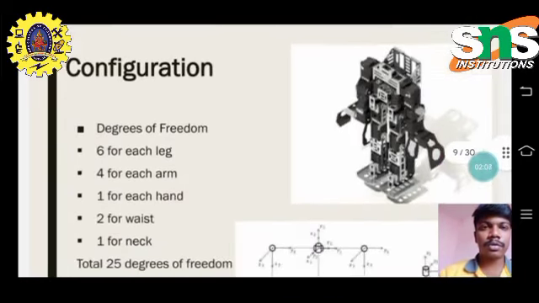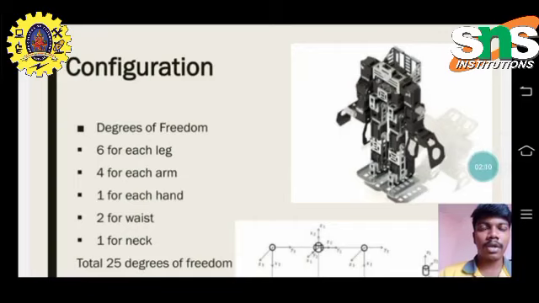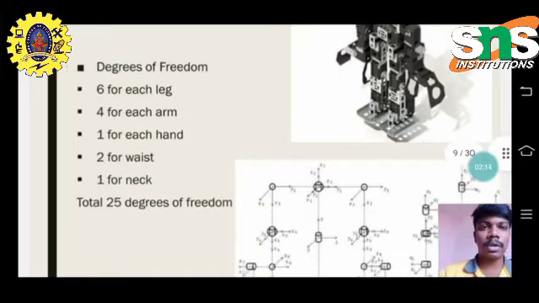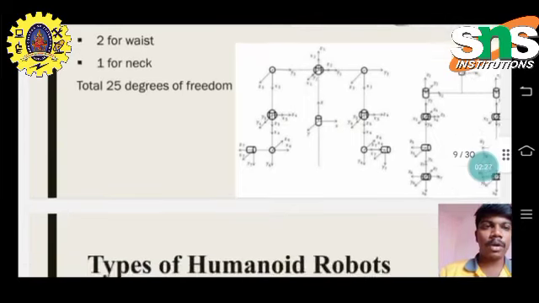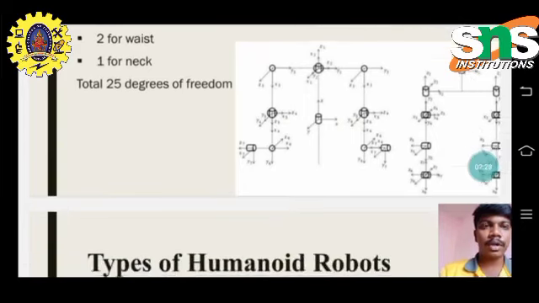Here some configuration is shown, like degrees of freedom, as we have studied in degrees of freedom of mechanisms: 6 for each leg, 4 for each arm, 1 for hand, 2 for wrist and 1 for neck. In total, 25 degrees of freedom we need to follow, as shown here in the figure.